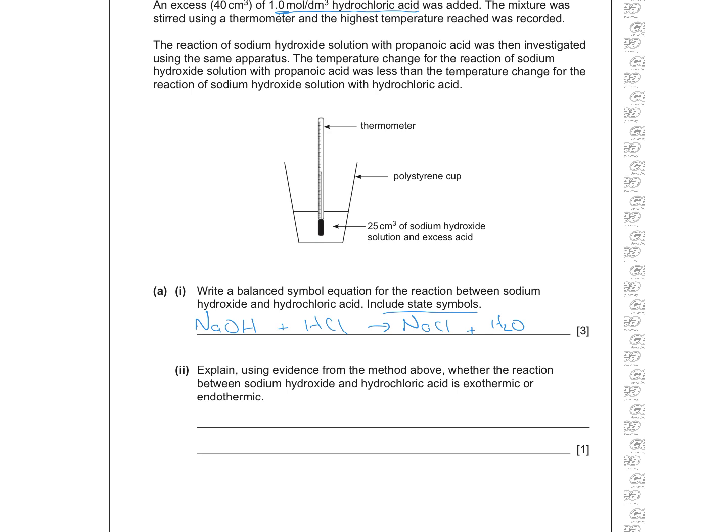On to part 2. So explain using evidence from the method whether this reaction is exothermic or endothermic. Remember, exothermic is where the temperature increases, and endothermic is where it decreases. So let's look up at the method. And I'm going to look at this introduction, which you can see here. And it says the mixture was stirred using a thermometer, and the highest temperature reached was recorded. So that means that the temperature is increasing, which means it's exothermic.